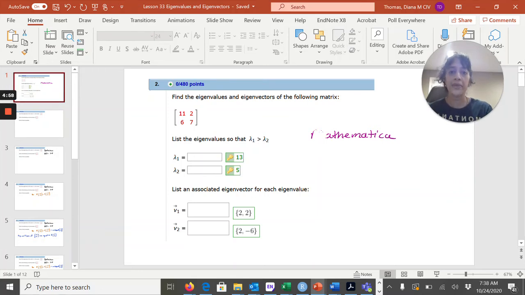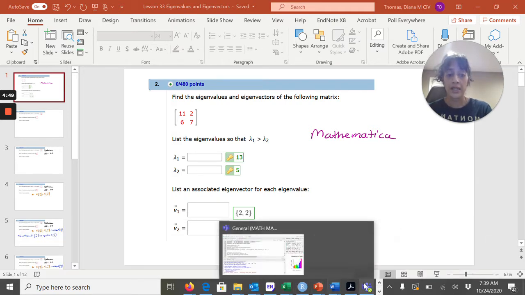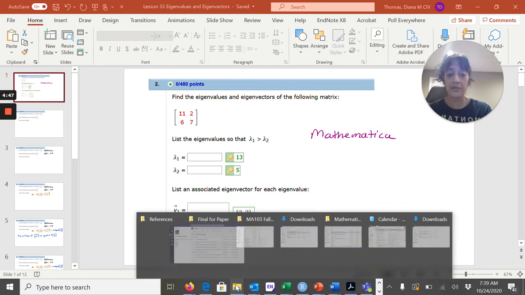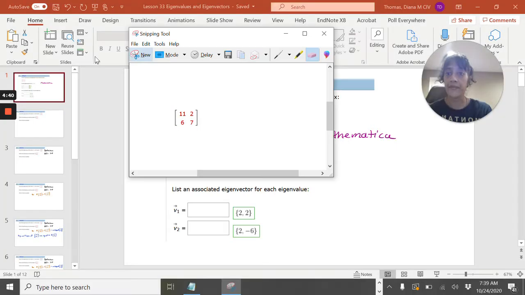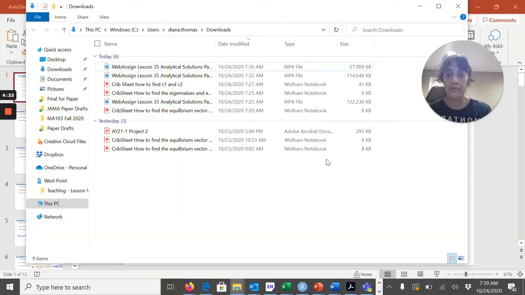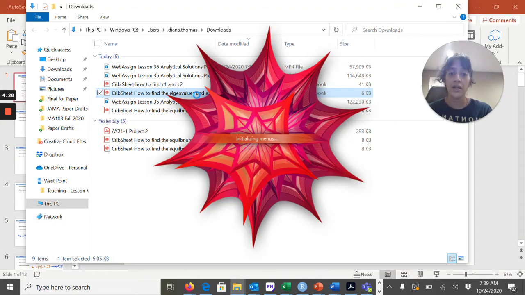Right, on this problem, you're first asked to find the eigenvalues and eigenvectors of a matrix. So I am going to send you to the eigenvector crib sheet, which is on the file folder. All you do is, let's snip this out so that we have it. Edit, copy, and then let's go to the Mathematica folder, the file. I already downloaded it because I went backwards, but I go to the crib sheet, how to find eigenvalues and eigenvectors. If you're not in my section, just email me and I will send this to you.